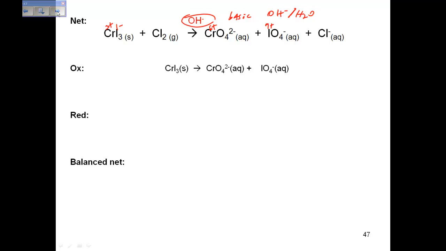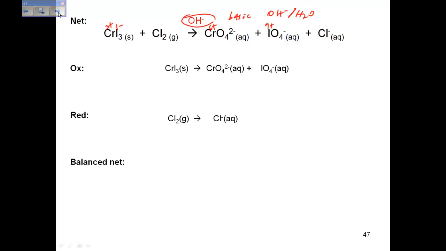Let's see what's being reduced. You got Cl2, which is your elemental state of chlorine, a 0 state, going to Cl- on the product side. That's a reduction. So I'll bring that down. The next thing that we need to do is to balance our atoms.